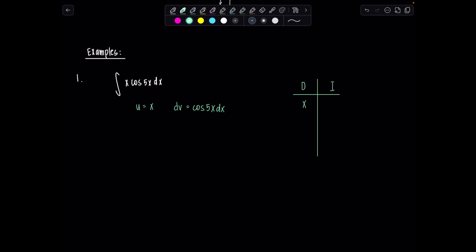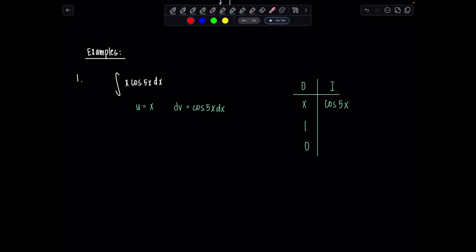You don't have to put dx. Let's just put cosine 5x. So this is to remind us we're going to take the derivative. We're differentiating x and keep going until you get 0. That's when this works the best, if you can get a 0. So the derivative of x is 1, and then the derivative of 1 is 0. So I'm done. I had to differentiate twice.